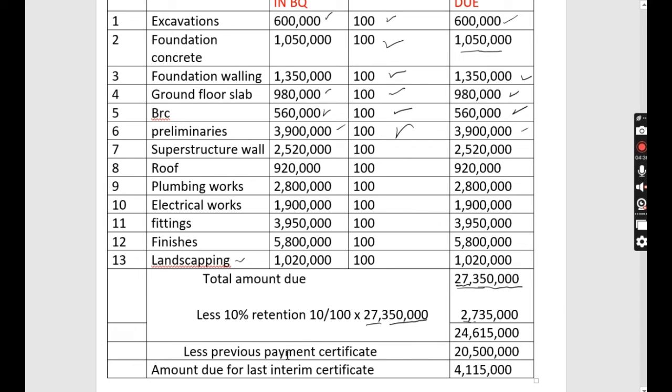But we had paid a previous payment certificate of 20 million. So the contractor at this stage is supposed to be paid 24 million less 20 million, so that is 4,115,000. So that is what he's supposed to be paid at that stage. Now, since we know what is supposed to be paid at that stage, let's proceed and see how we are going to prepare an interim.